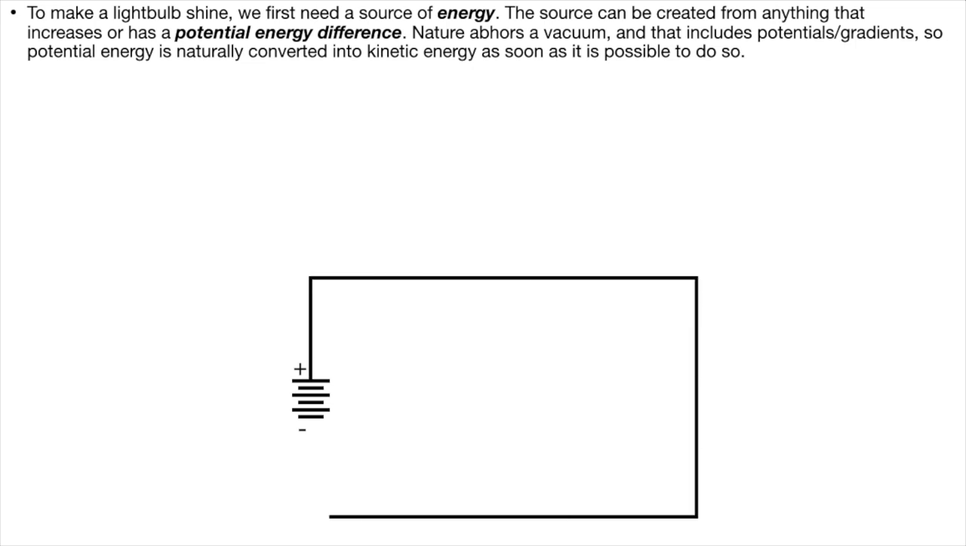To make a light bulb shine, we first need a source of energy. The source can be created from anything that has a potential energy difference. Nature abhors a vacuum, and that includes potentials and gradients. So potential energy is naturally converted into kinetic energy as soon as it is possible to do so. And that will occur when we attach a wire to the battery.